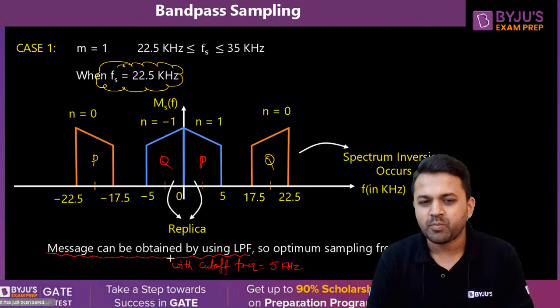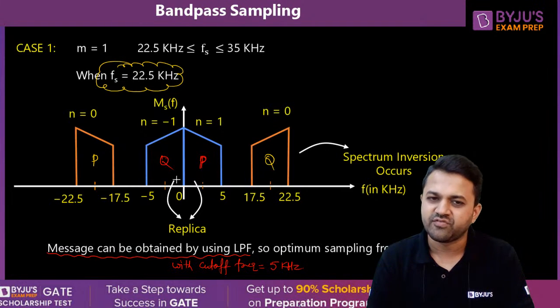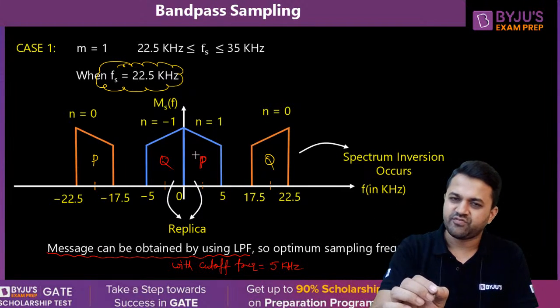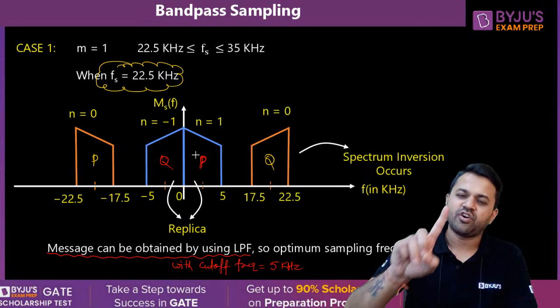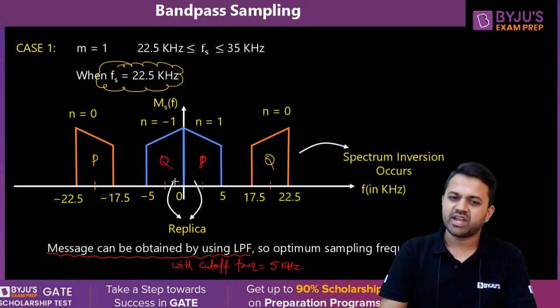So with the low pass filter you can easily recover your information, because to recover your information you need a pair of P and Q. So you are getting P and Q and you are getting your information.